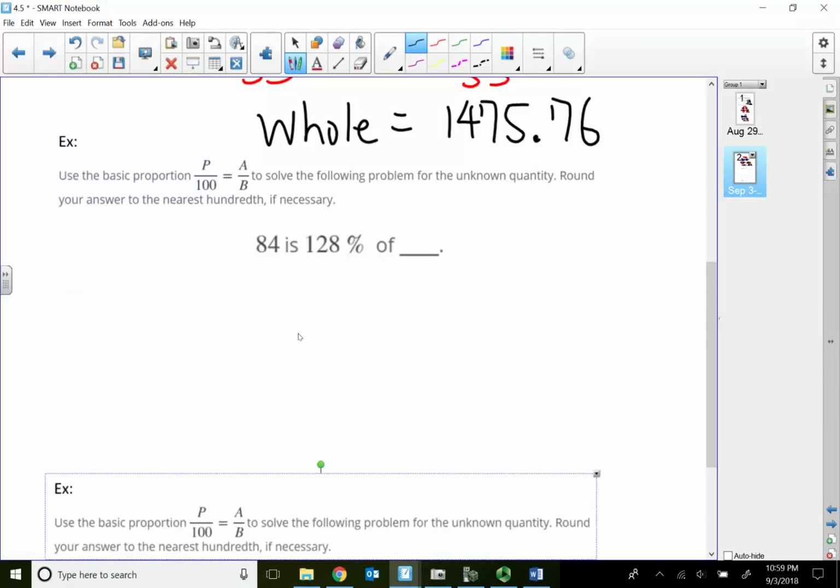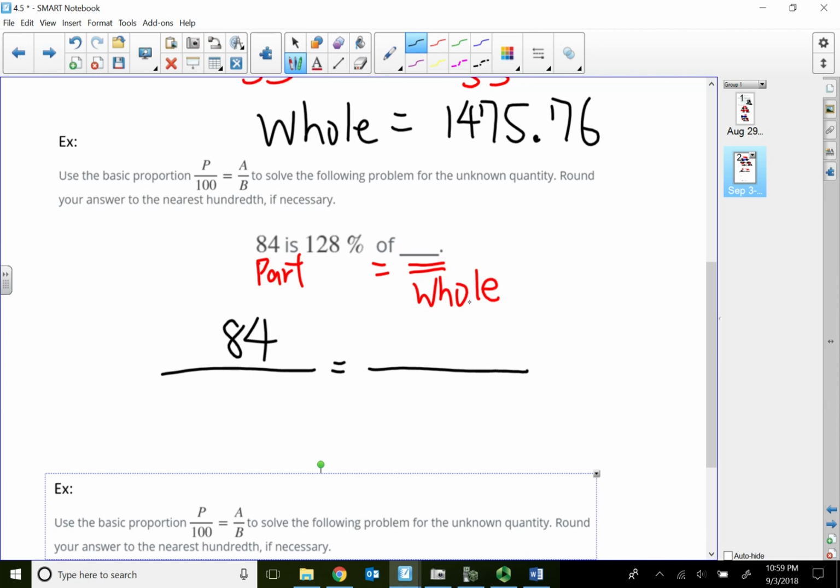Now this example says 84 is 128% of the total. Of what total? I don't know. It doesn't say anything here. So again, I'm looking for the whole. That makes the 84 the part. So if I set up my proportion, 84 is the part over the whole that we do not know.